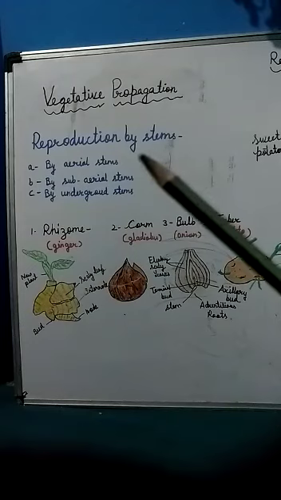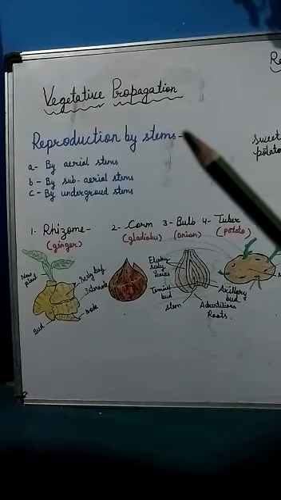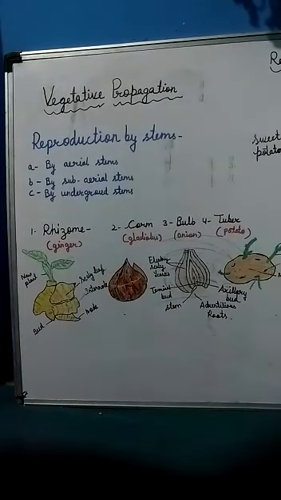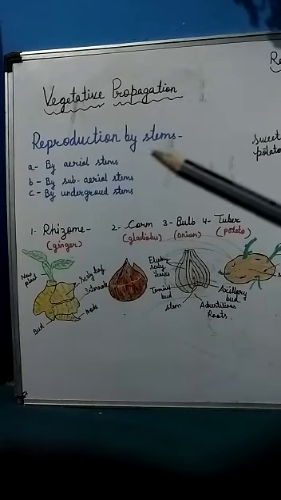So first I am telling you about reproduction by stems, by aerial stems. Stems provide support to the plant, and the stem carries water and nutrients from the root to the leaves, and it carries food prepared by the leaves to the different parts of the plant. Okay? And in some plants, the stem gets modified to do some other work for the plant.